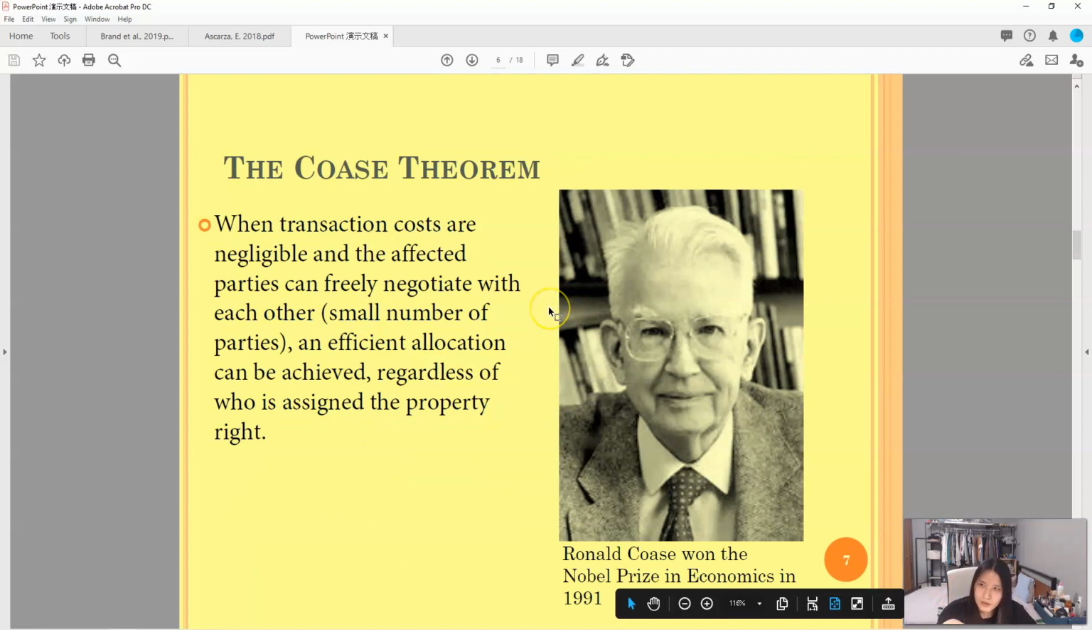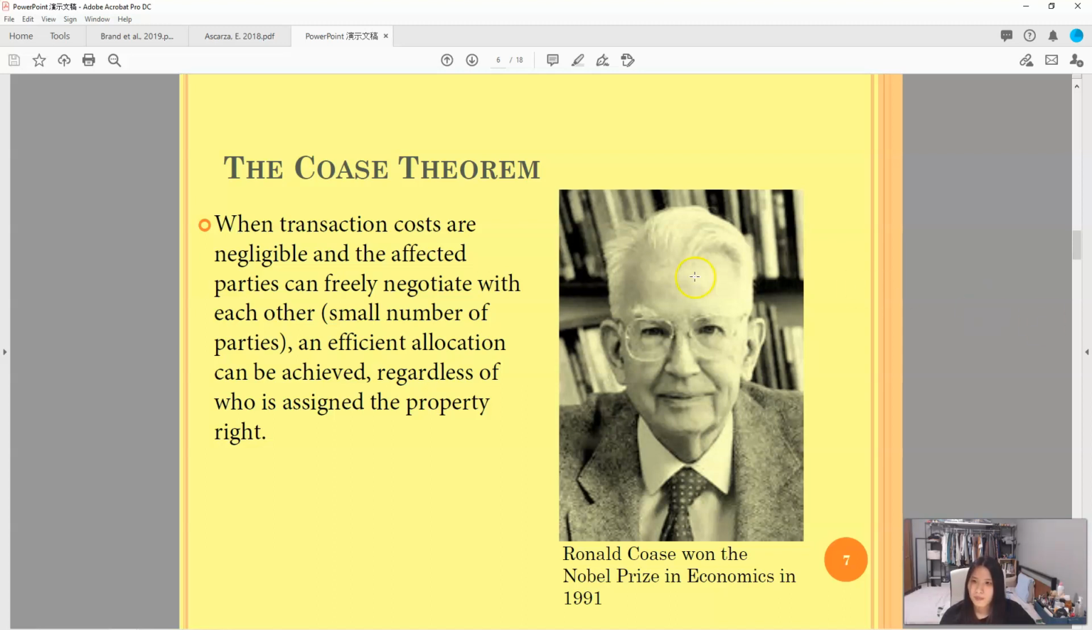And the third part of this video is the Coase theorem. It is defined as: when the transaction costs are negligible, the affected parties can freely negotiate with each other, and there are a small number of parties, an efficient allocation or an efficient production can be achieved, regardless of who is assigned the property right.